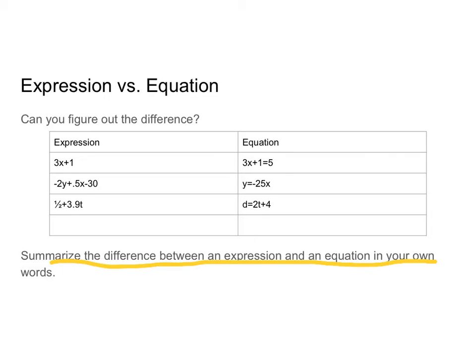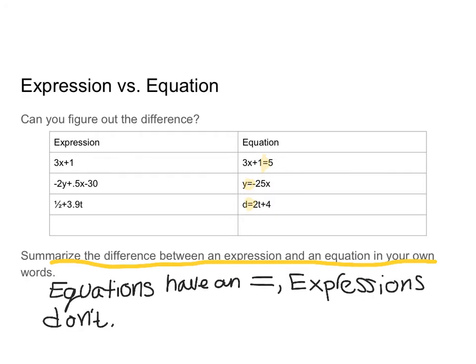All right, so I'm hoping you noticed that all the equations had equal signs in them, whereas the expressions did not. Both the expressions and the equations had numbers and variables. Some of them had x, some of them had y, some of them had t or d or other letters, but none of the expressions had an equal sign, whereas all of the equations did. Equations have an equal sign, expressions do not. In fact, you can even say that an equation is just two expressions with an equal sign between them.